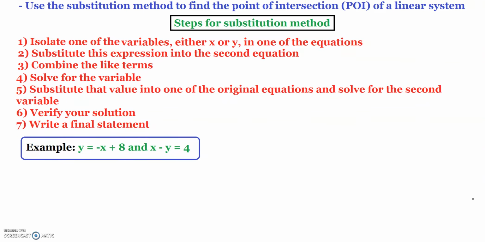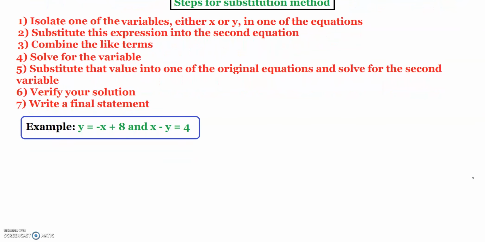So let's just look at one example. I have one example here, which is y equals negative x plus 8, the first equation. The second equation is x minus y equals 4. I can see the first equation is already written in y equals mx plus b. So I will substitute the first equation into the second equation. I can label it first, y equals negative x plus 8. This is my first equation. And x minus y equals 4. This is my second equation.